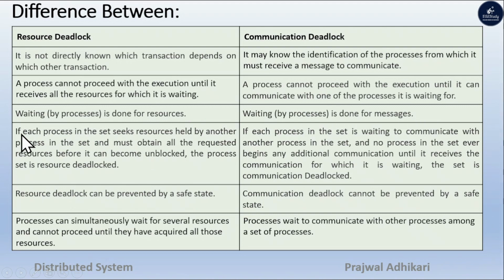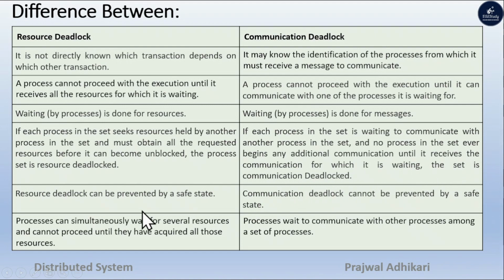If each process in the set seeks resources held by another process in the set and must obtain all the requested resources before it can become unblocked, the process set is resource deadlocked. If each process in the set is waiting to communicate with another process in the set, and no process in the set ever begins any additional communication until it receives the communication for which it is waiting, the set is communication deadlocked.